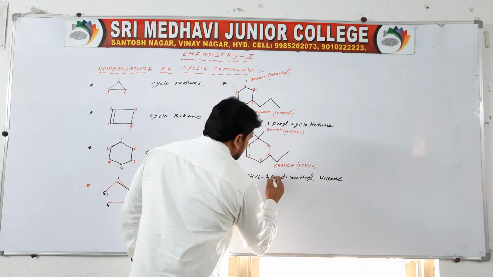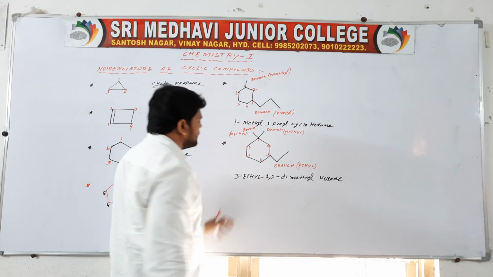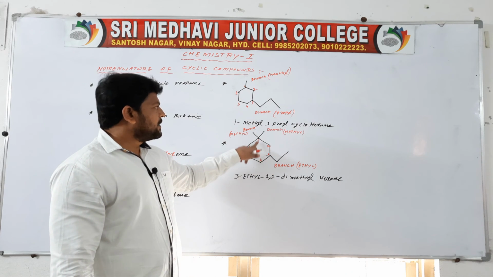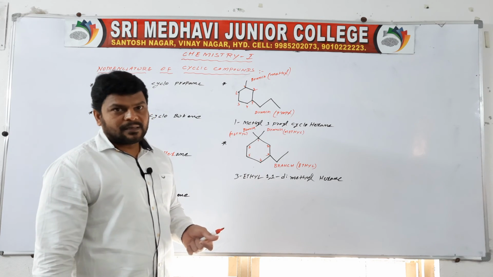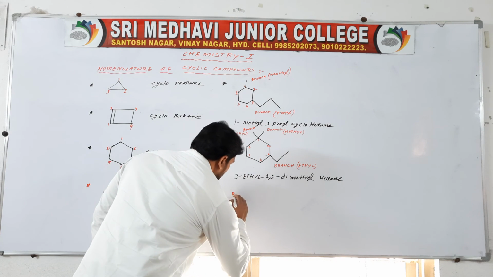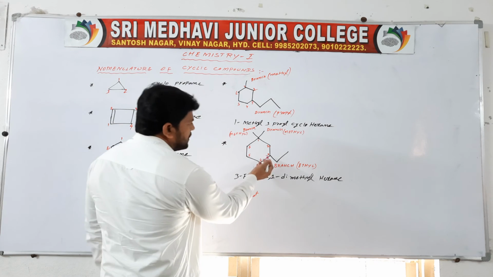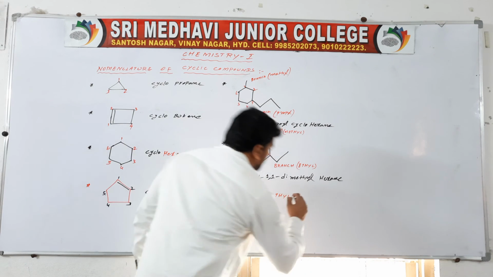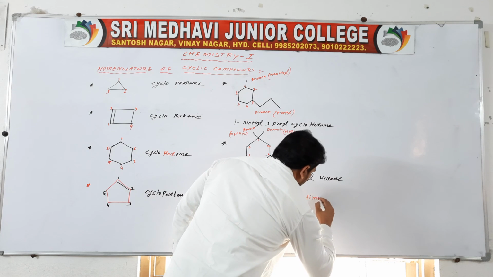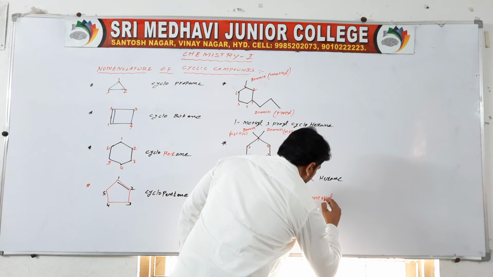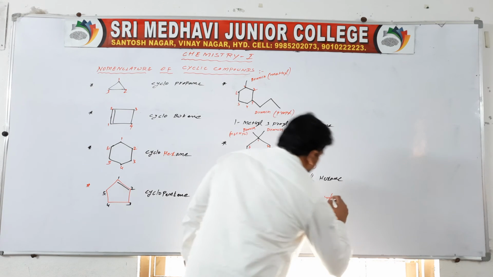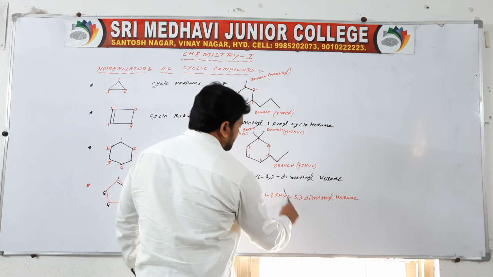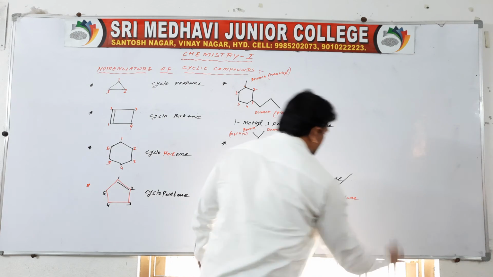Understand? So this is the way we write, but not 1 ethyl 3 comma 3 dimethyl cyclohexane, but not 1 ethyl 2 3 comma 3 dimethyl hexane. That is wrong, this is right.